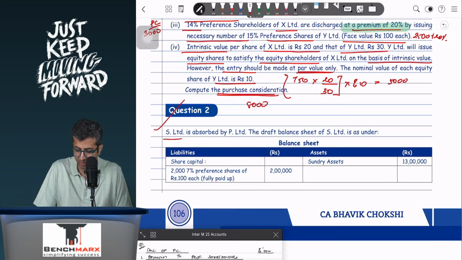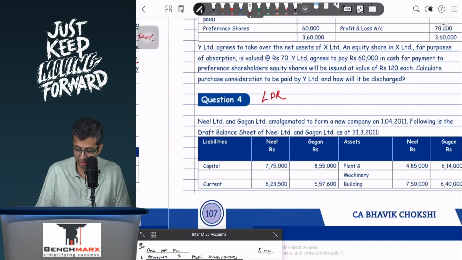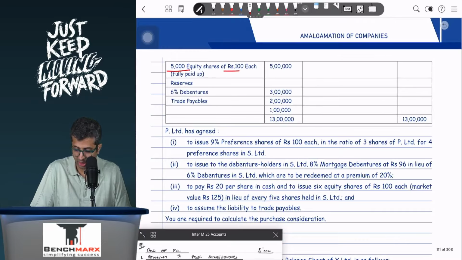S Limited is absorbed by P Limited. S is the target, P is the acquirer. The draft balance sheet of S is as under. You have been given sundry assets, then 2,000 7% preference shares of rupees 100 each, 5,000 equity shares of rupees 100 each, and you have this data.